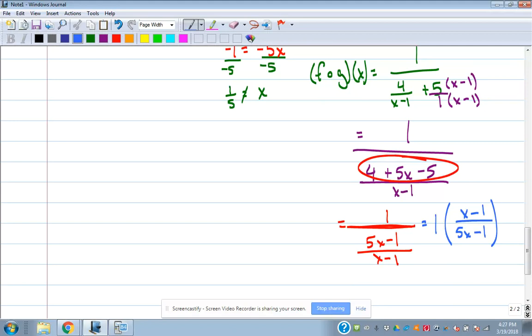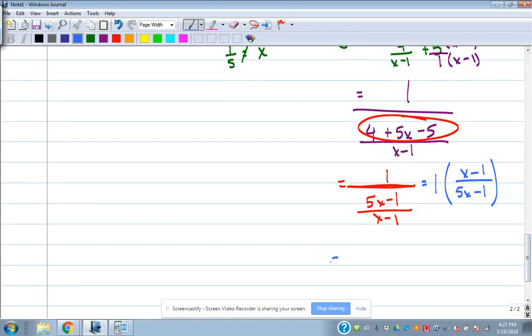That's going to be a common thing that you're going to have to do. So keep that in mind. Now, 1 times all that doesn't change it any. So we get f composed with g of x equals x minus 1 over 5x minus 1.